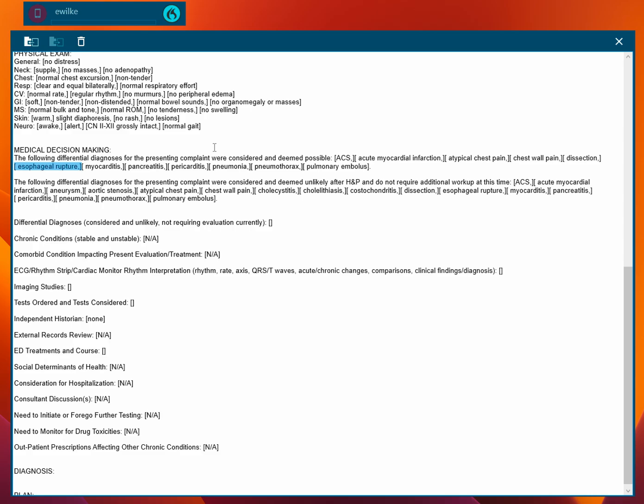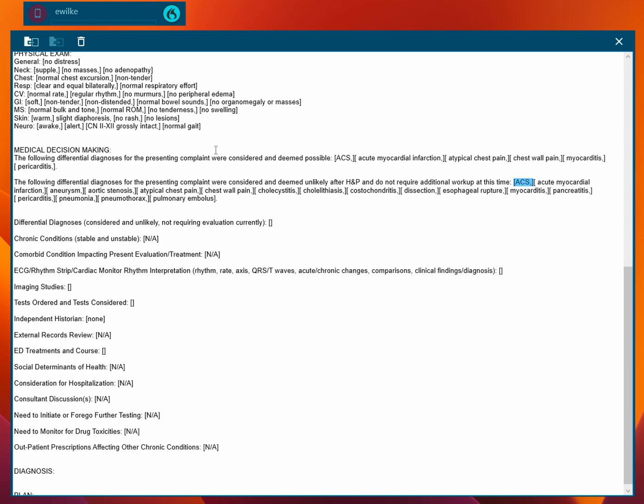Well, this does sound more coronary disease, so I'm going to consider it, but I don't think it's likely. I'm not going to work it up. Dissection's out. Esophageal rupture, also out. Myocarditis, perhaps. Pancreatitis, nope. Pericarditis, maybe. Doesn't sound like pneumonia for me. Definitely doesn't sound like pneumothorax. And possible pulmonary embolism, but again, I'm going to consider it, but I'm not going to work it up because I don't think it's likely.